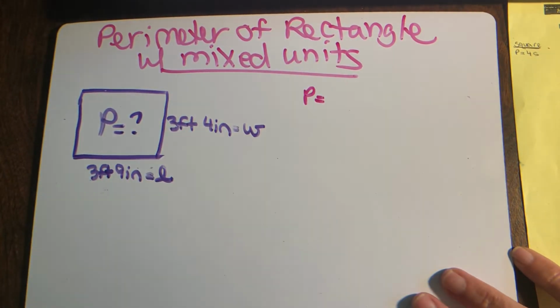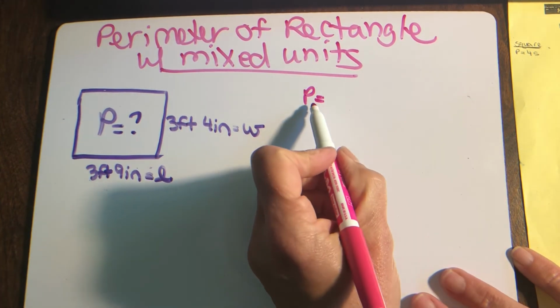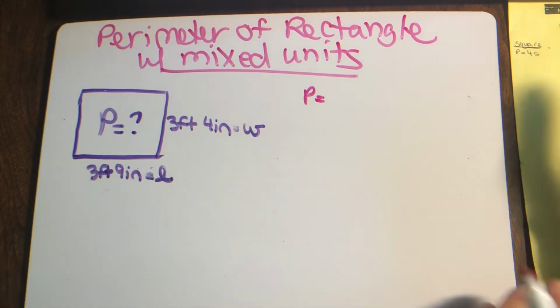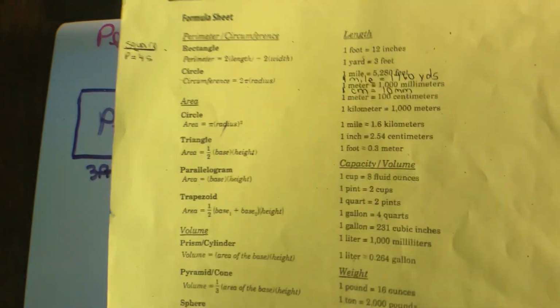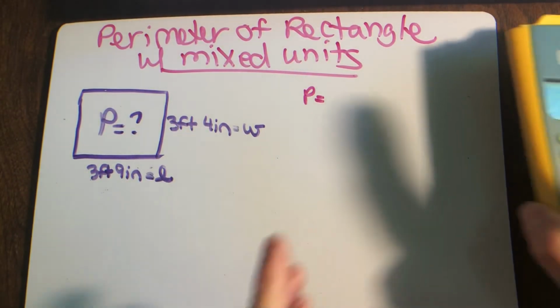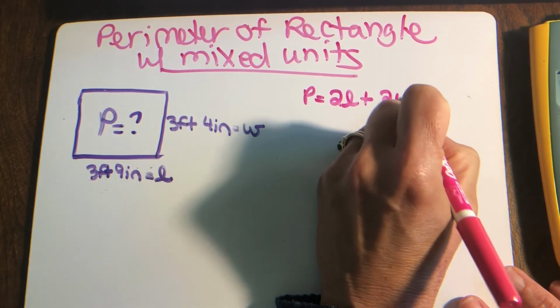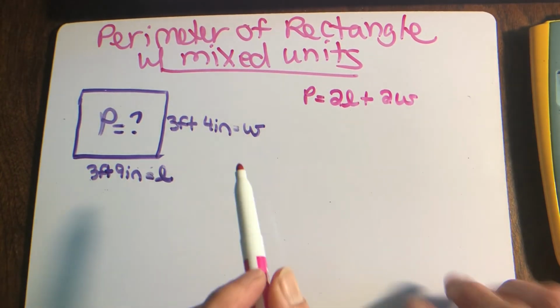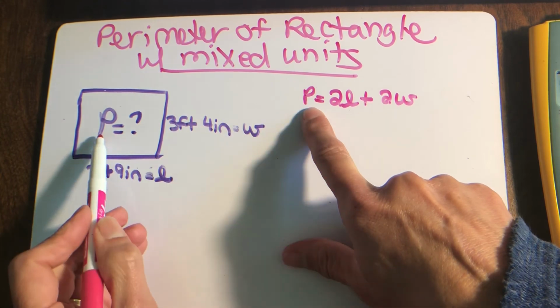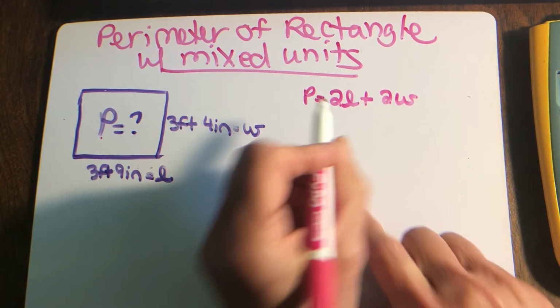You need to work this with me, not just watch it, because you won't remember it if you just watch it. Go get your formula for the perimeter of a rectangle. Use your formula sheet. It happens to be on there. So 2 times the length plus 2 times the width. Then you go and you start. Do you have a number for P? No. So the P stays in.